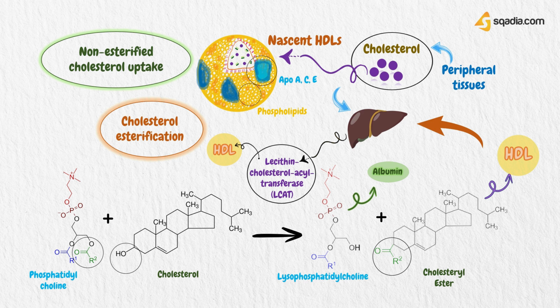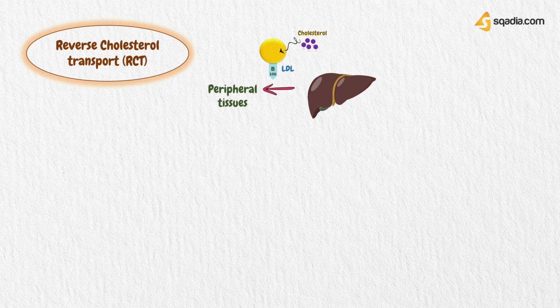Our next important function of HDL is reverse cholesterol transport, RCT. As the name indicates, in reverse of LDL role, that is, transport of cholesterol from liver to peripheral tissues, it reversibly transports cholesterol from peripheral tissues to the liver.